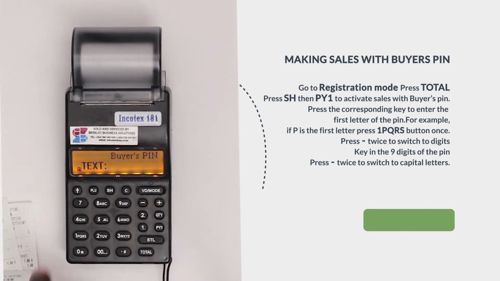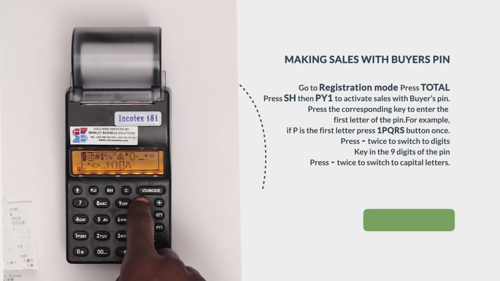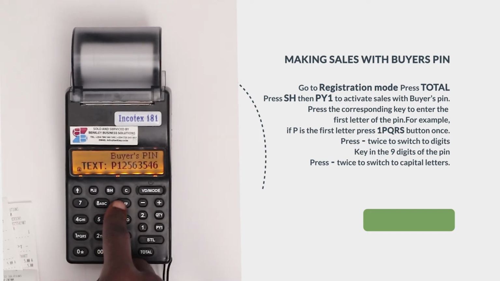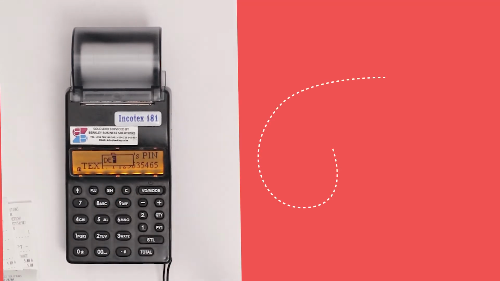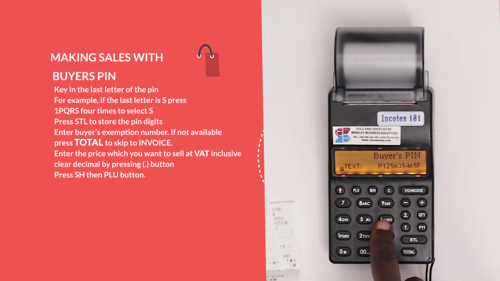Press the corresponding key to enter the first letter of the PIN. For example, if P is the first letter, then press the 1PQRS button once. Then press the minus button twice to switch to digits. Key in the 9 digits of the PIN, and then press the minus button twice to switch to capital letters. For example, if the last letter is S, then press the 1PQRS button 4 times to select S. Press STL to store the PIN.